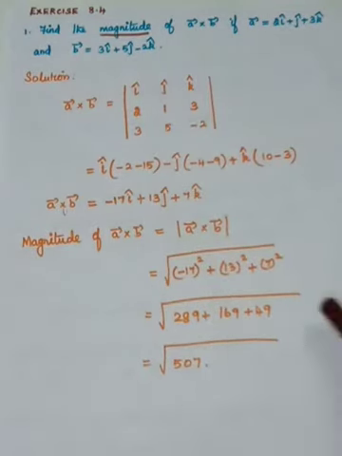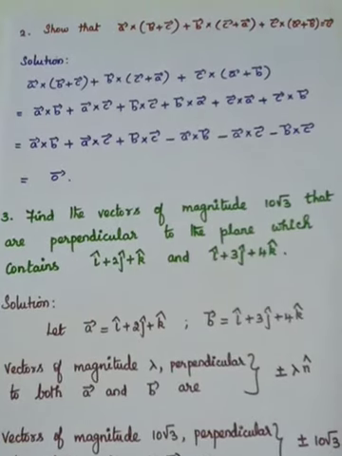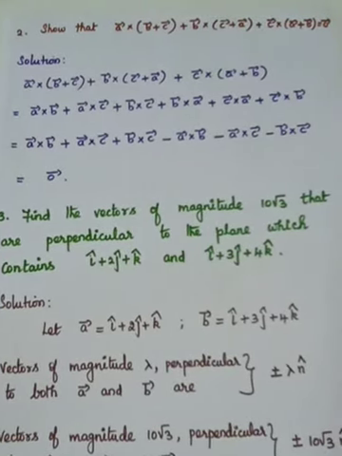We come to the second problem. Show that A vector cross B vector plus B vector cross C vector plus C vector cross A vector plus B vector is equal to 0. Take the left hand side. So here it's a cross product, and here you are having addition.